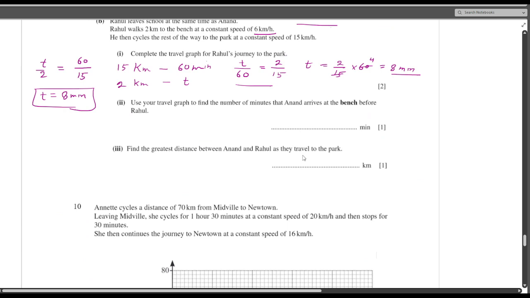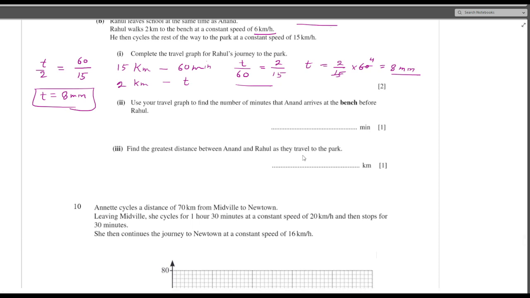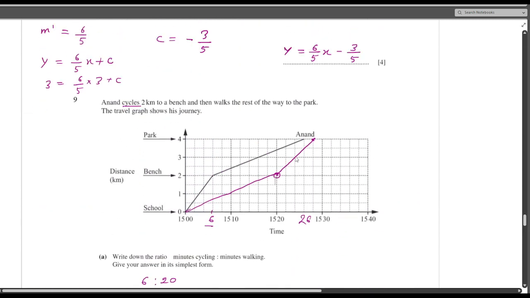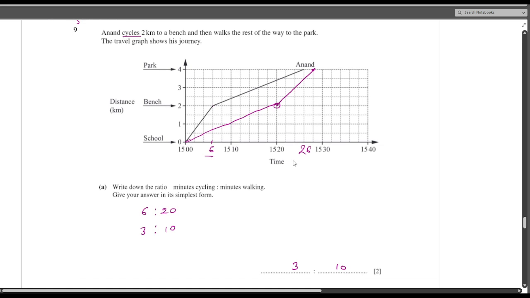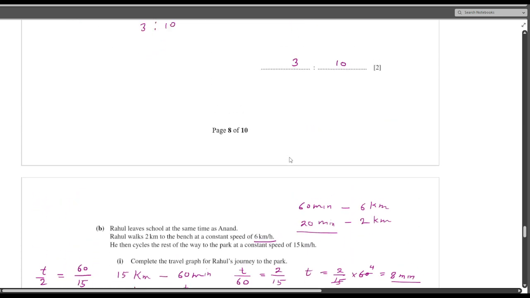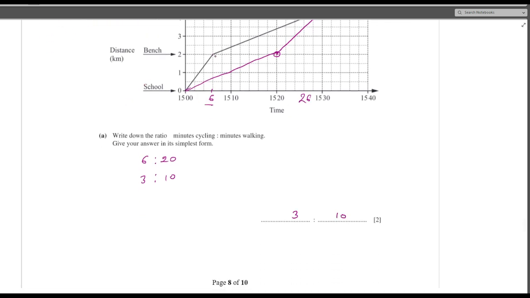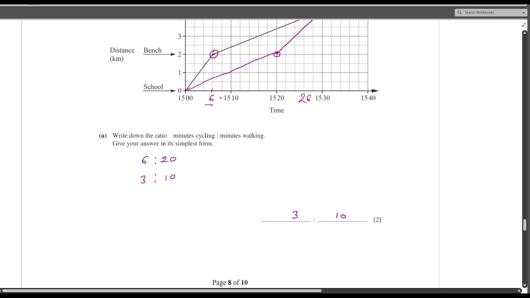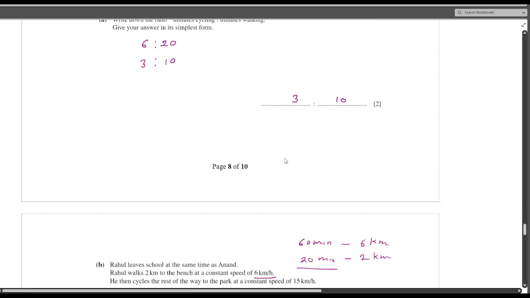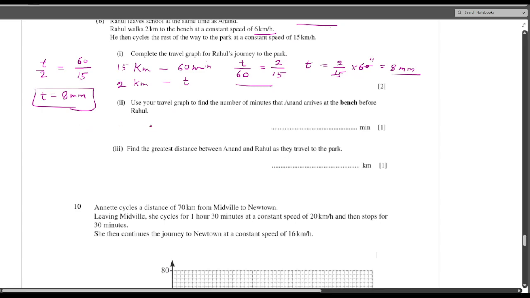Use the travel graph to find out the number of minutes that Anand arrived at the beach after Rahul. So you can see that Rahul arrived at the beach at 15:06 and Anand at 15:20. So 20 minus 6, which is 14 minutes. So Rahul reached the beach 14 minutes before Anand.